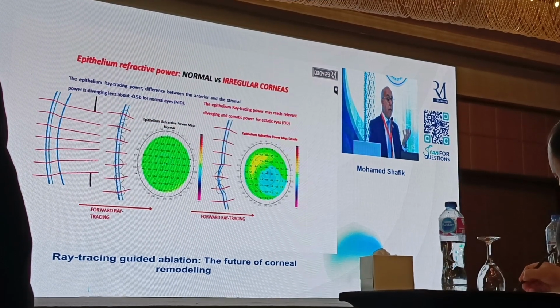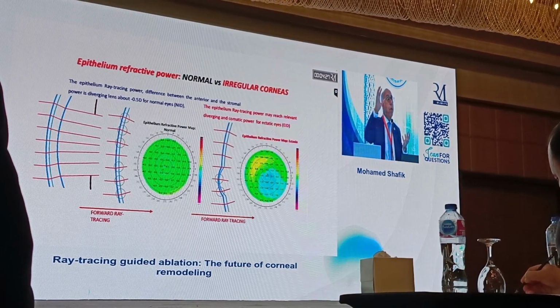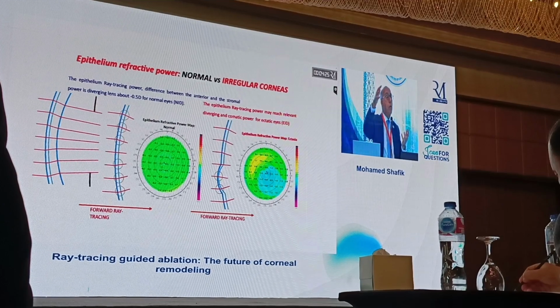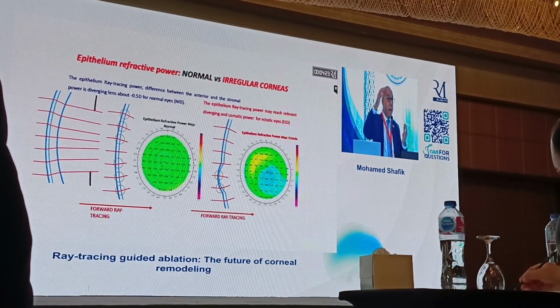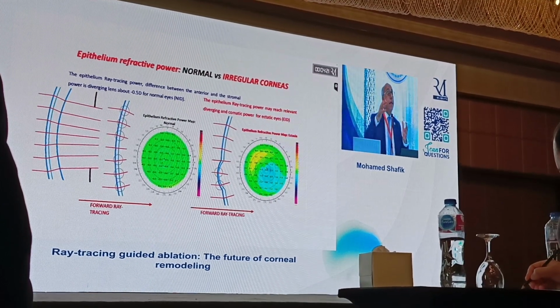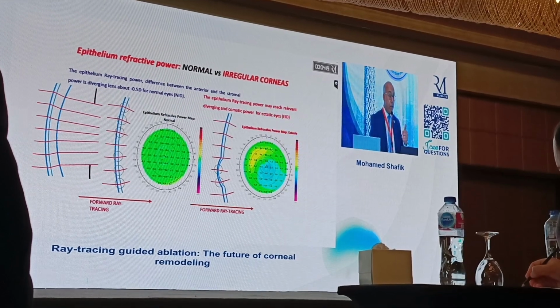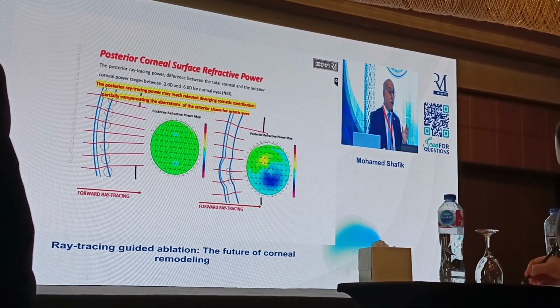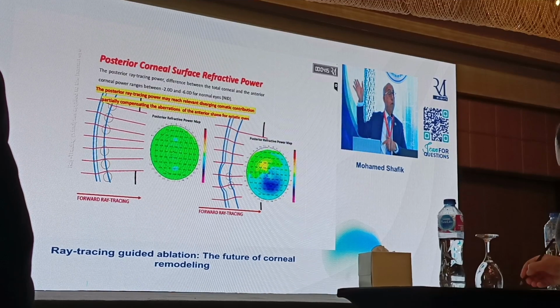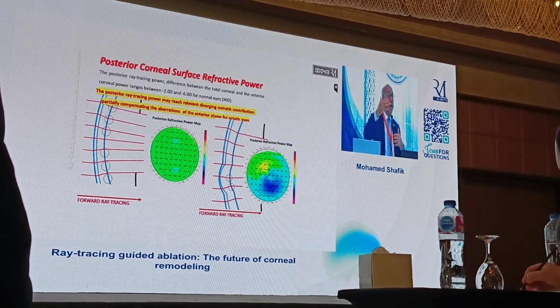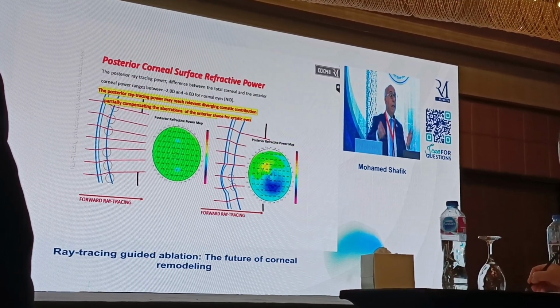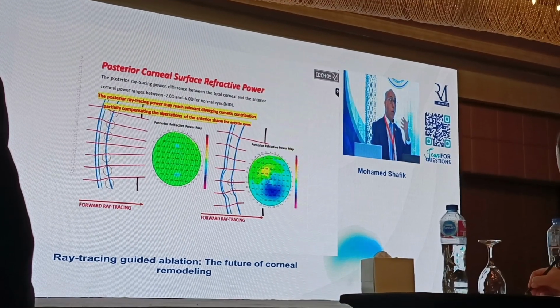Let me show you an idea how the epithelium plays a role when you have an irregular cornea. It plays a very big lens role to mitigate the irregularities in the anterior and posterior surface. And in the same way, the posterior surface of the cornea, as you see, is highly irregular when you have an ectatic cornea or a complex cornea.